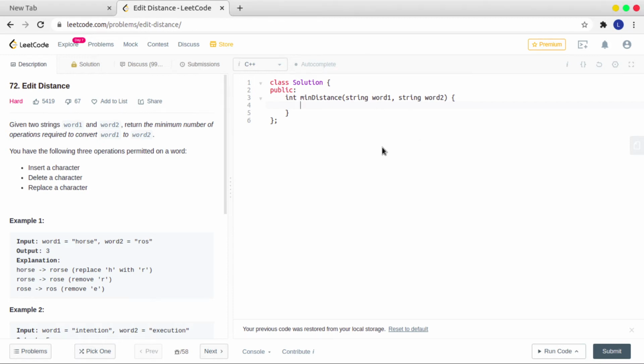Welcome back. So here we are going to solve a new question, that is edit distance. In this question we have to convert word 1 to word 2 with the minimum number of operations, and the operations can be insert, delete or replace a character. Basically, here you can see the word minimum number. So minimum number means we have to apply DP.